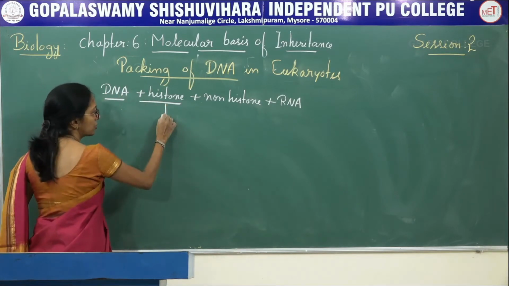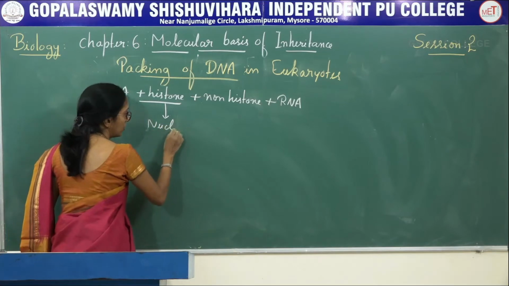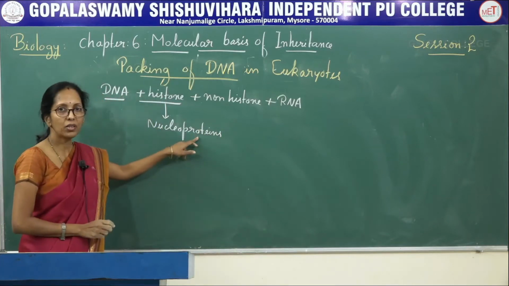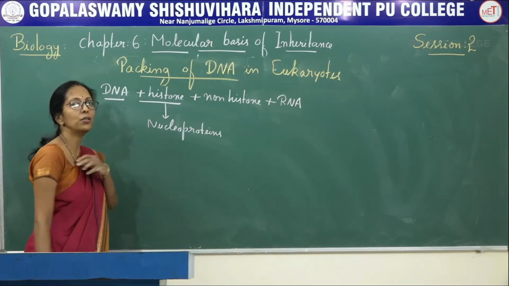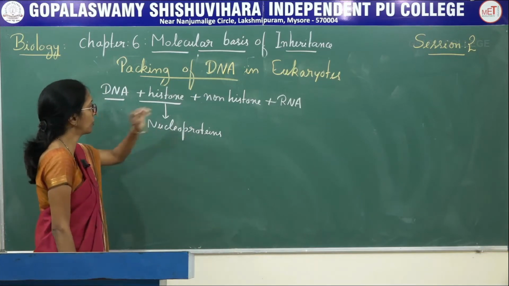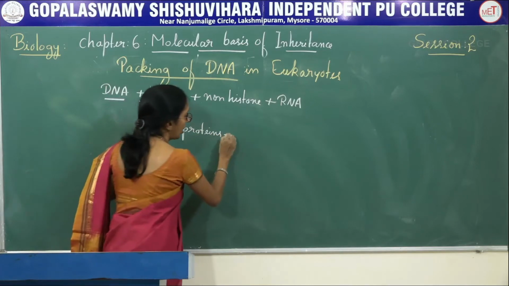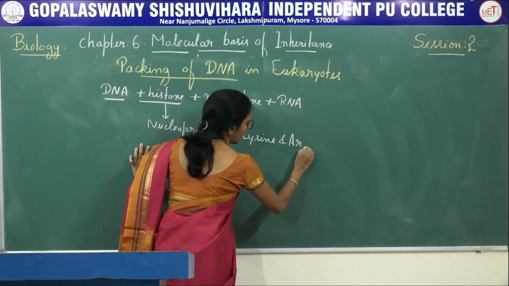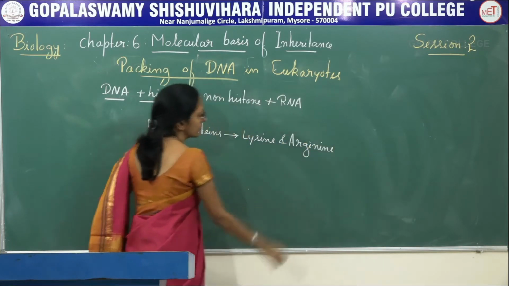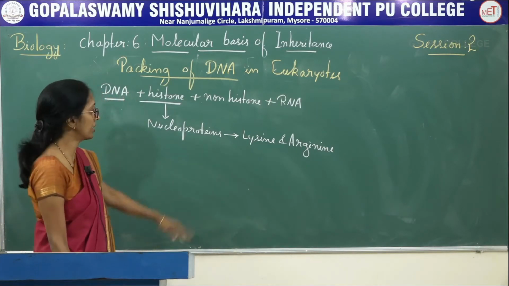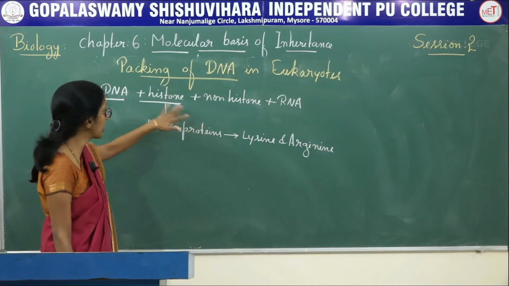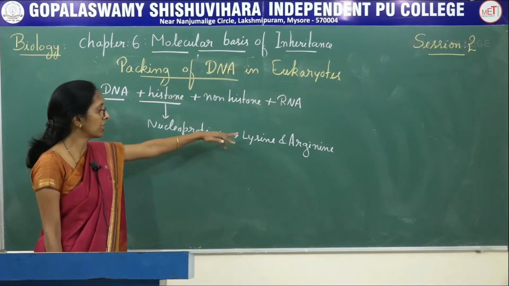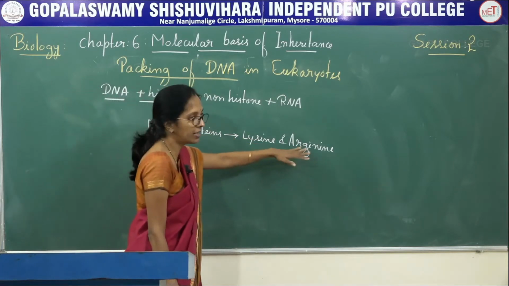So, what is meant by histone? Histone is nothing but it is a nucleoprotein. That means proteins associated within the nucleus. Therefore, it is said to be nucleoproteins. And these histones are very rich in lysine and arginine. There are 2 important amino acids, lysine and arginine, very rich in histones. So, what are histones? It is a nucleoprotein very rich in amino acids known as lysine and arginine.